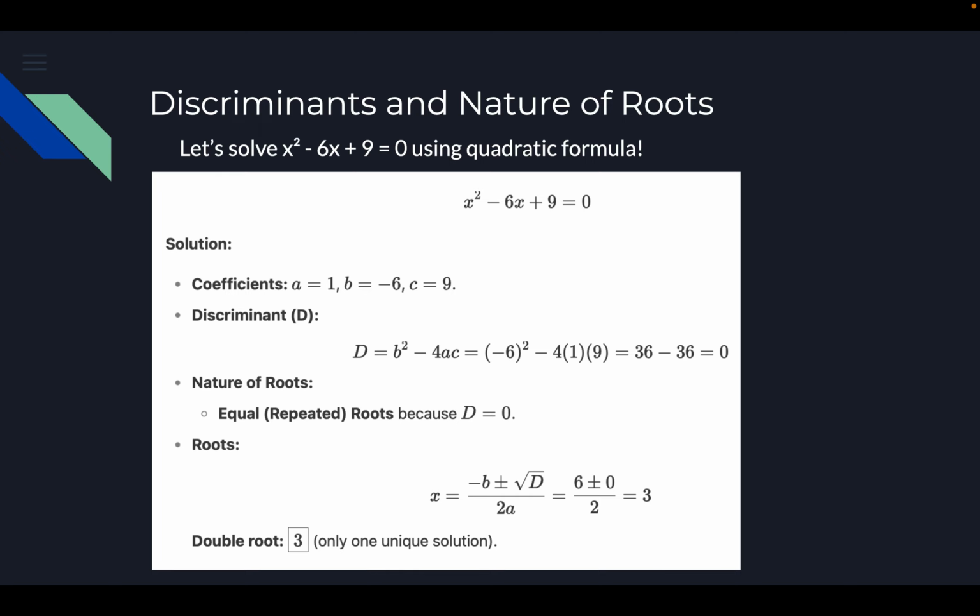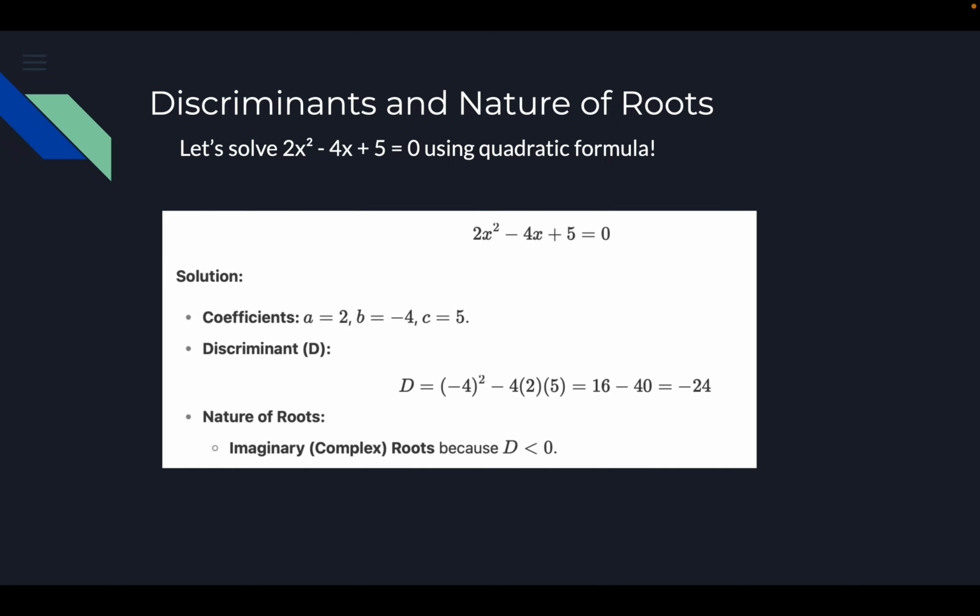Now let's go to the third example. Let's solve 2x square minus 4x plus 5 equal to 0. So here the coefficients are a equal to 2, b equal to minus 4 and c equal to 5. Here the discriminant is b square, which is minus 4 whole square, minus 4 into 2 into 5. So 16 minus 40 is minus 24.